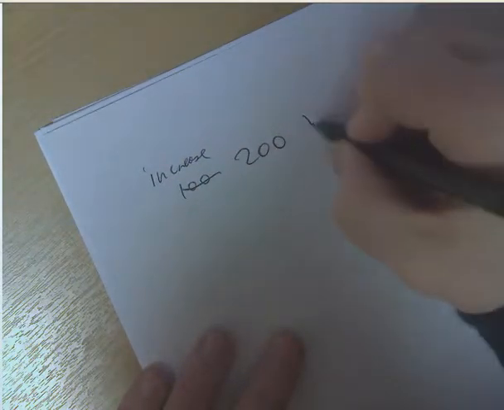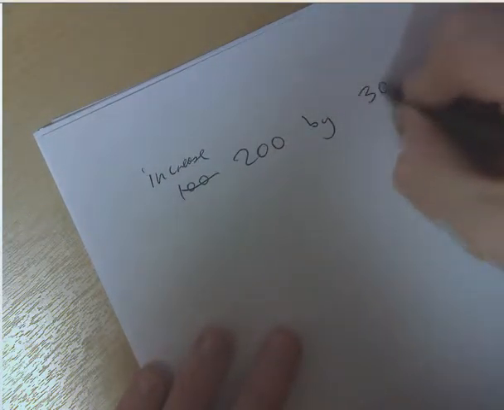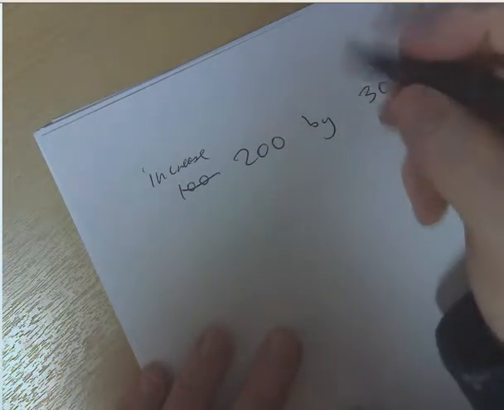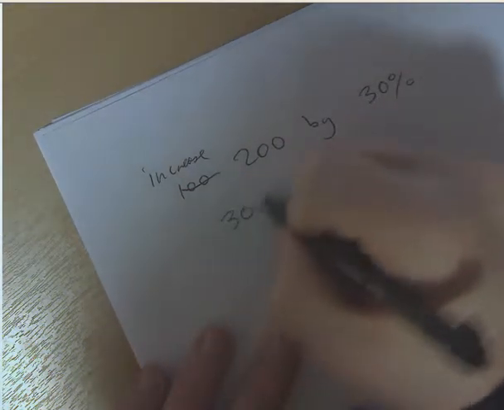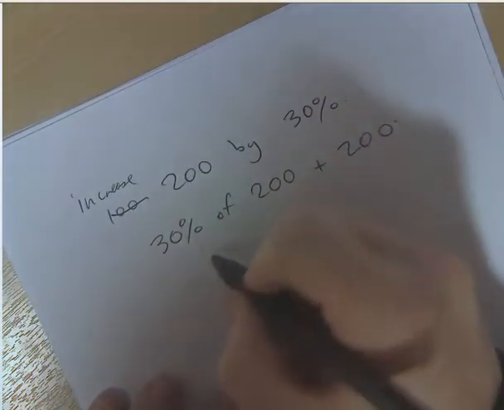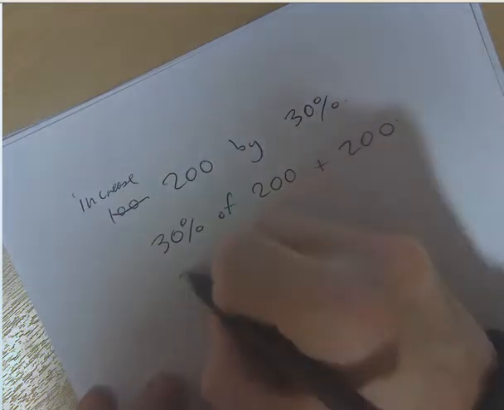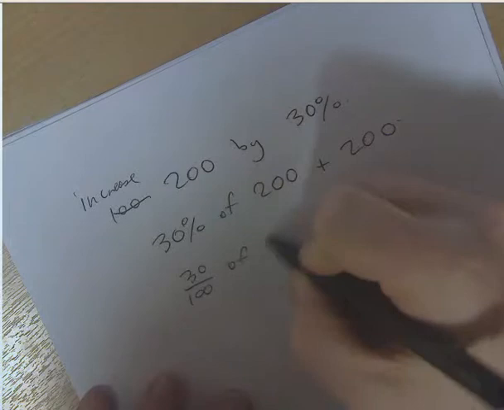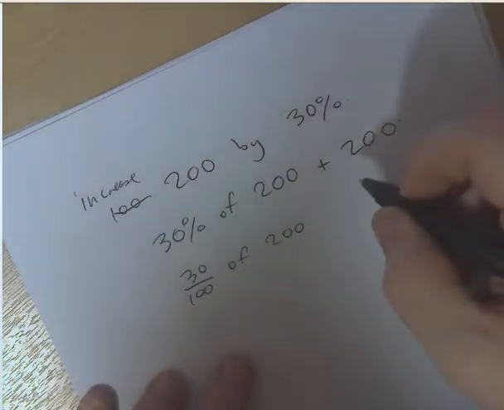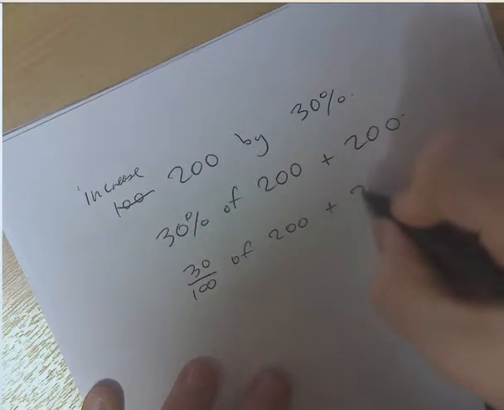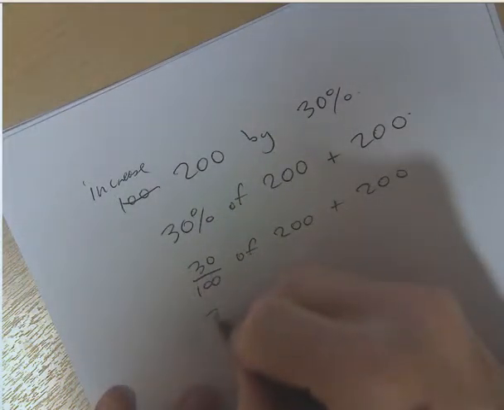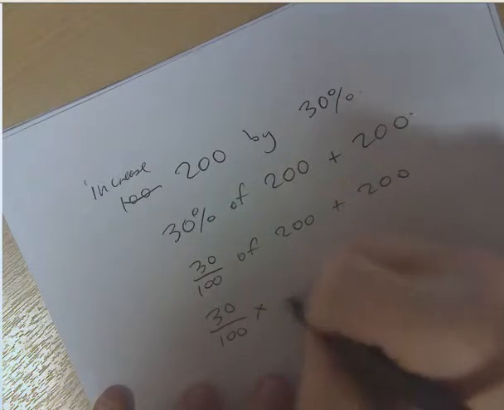Now, why does this work? Well, let's do it the slow way. Increase 200 by 30%. Okay, so we take 30% of 200 and we add it to the original. 30% of 200 is 30 over 100 of 200, which is 30 over 100 times 200.